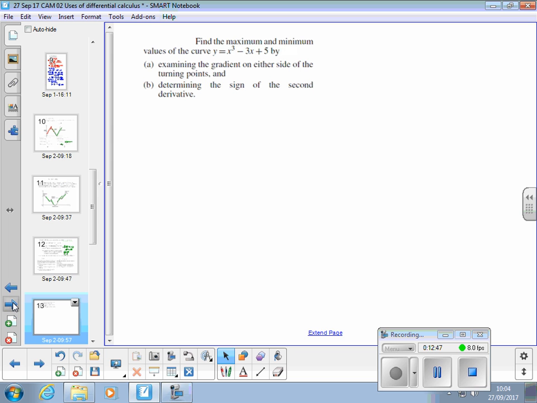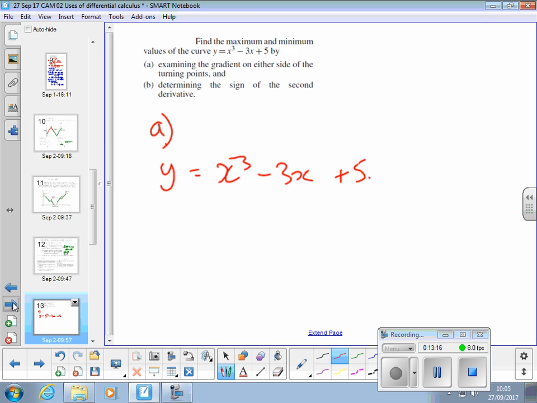So how do we start on that? Let's do it together. See some confused faces. So first of all, we're going to do it by the method of examining the gradient on either side. What's the first thing we've got to do? Yeah, y is equal to x cubed minus 3x plus 5.